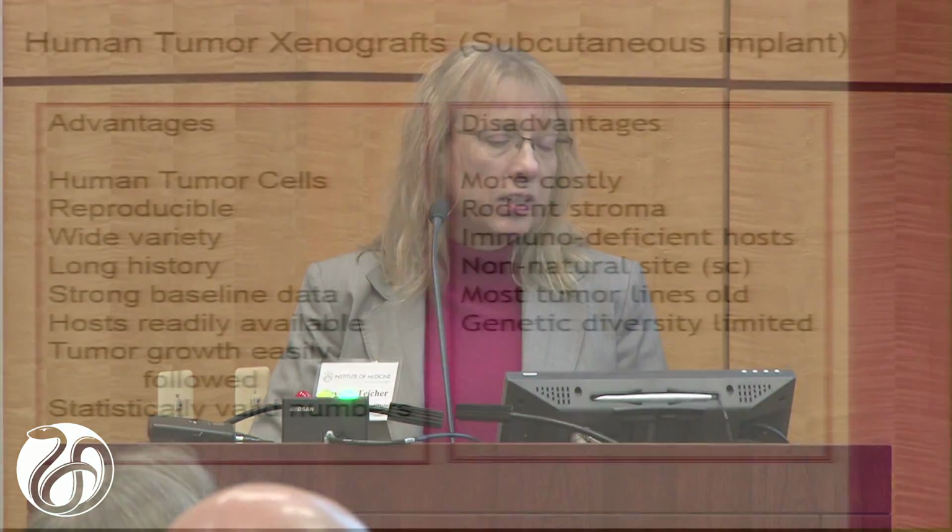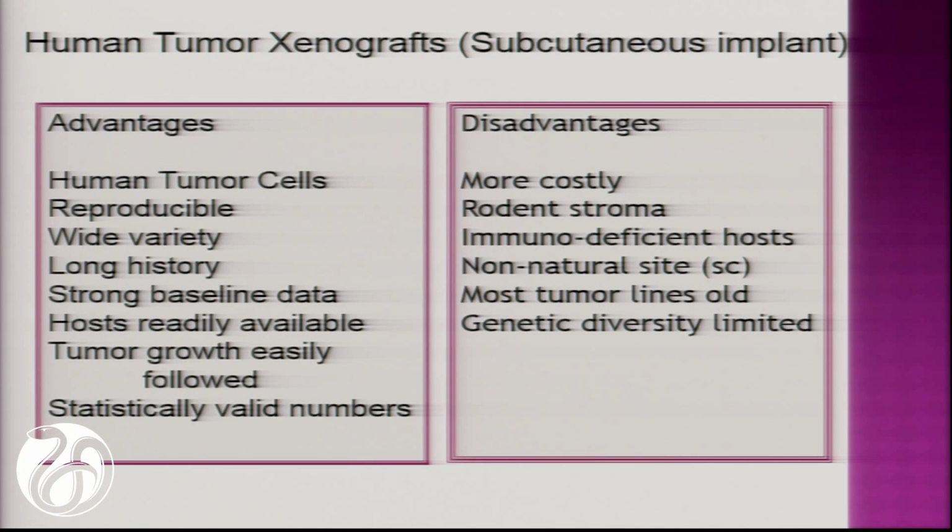So in the 1970s and 80s, human tumor xenografts were developed, and these original human tumor xenografts were developed usually either from cell lines or from implanting human tumor cells in mice. And these are nice because the tumor cells are human. They're very reproducible. There's a wide variety of them, and now there's a long history with these tumor lines. There's a strong baseline of data.